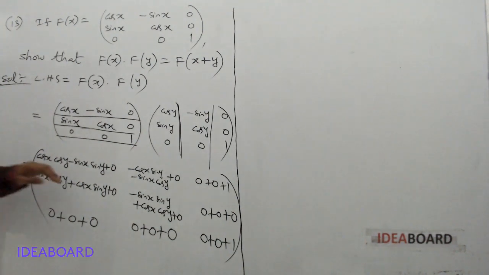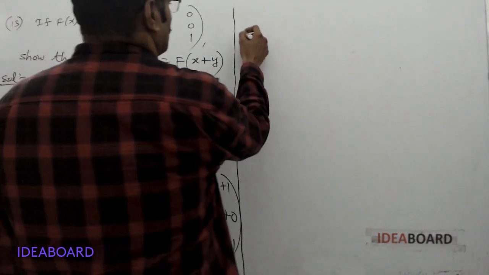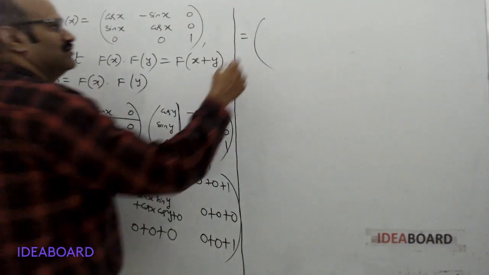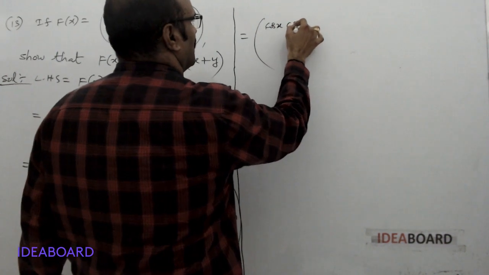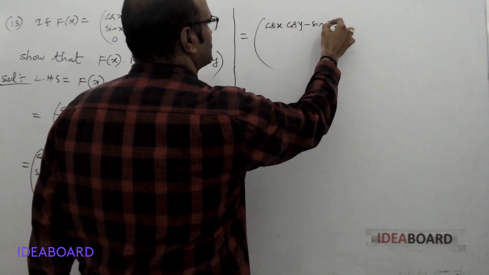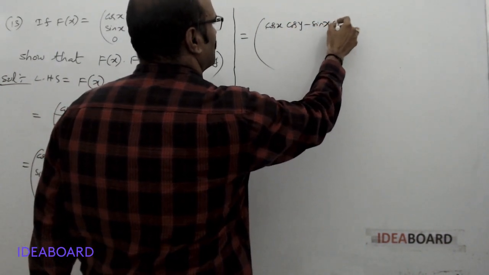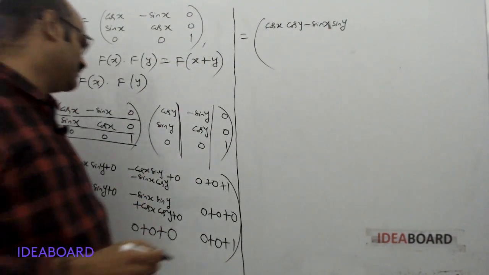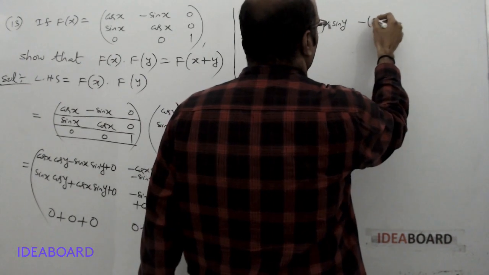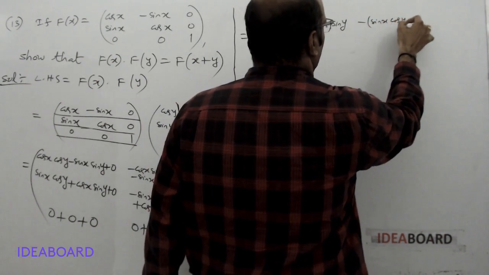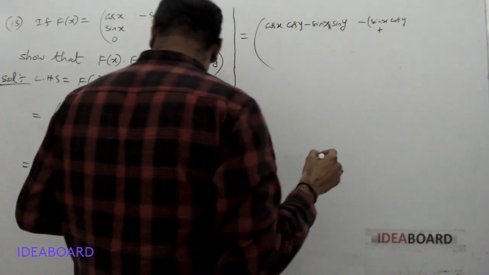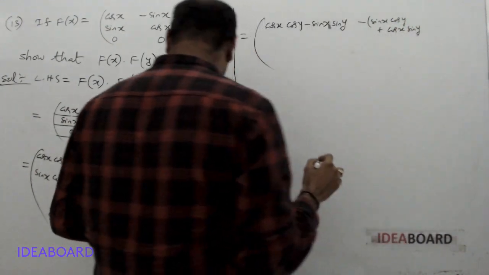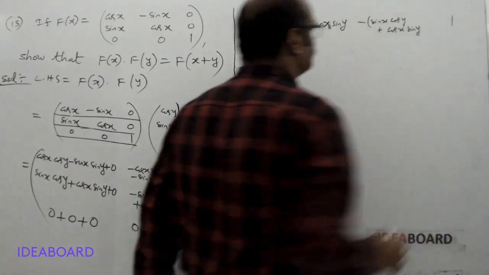Now, we get which is equal to cos x into cos y minus sin x into sin y, cos x into cos y minus sin x into sin y. Minus you take common, minus of sin x into cos y plus cos x into sin y. Next, 1.